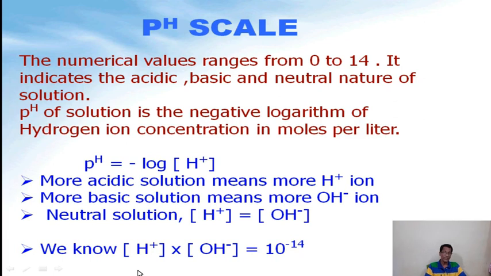It is also experimentally calculated that the product of H plus ion and OH minus ion concentration is always equal to 10 to the power minus 14. This is a constant value, 10 to the power minus 14. So pH is equal to minus log H plus ion concentration. If the H plus ion concentration is known for a solution, then pH can be calculated. The minimum value of pH is 0 and the maximum value of pH is 14.